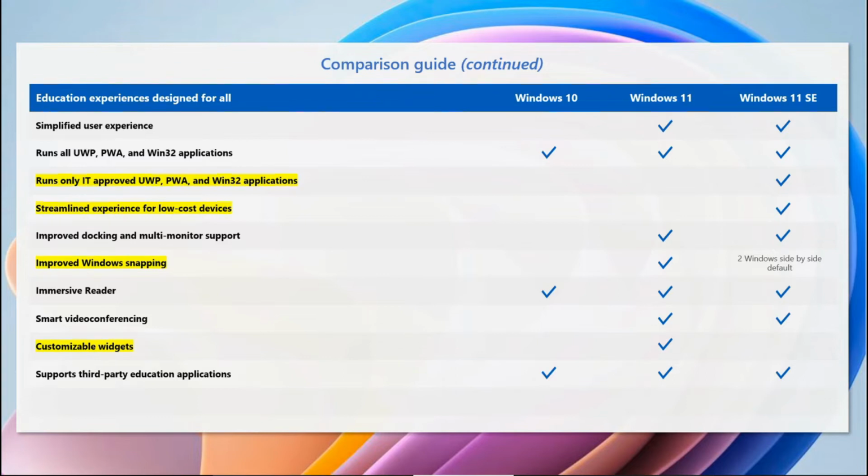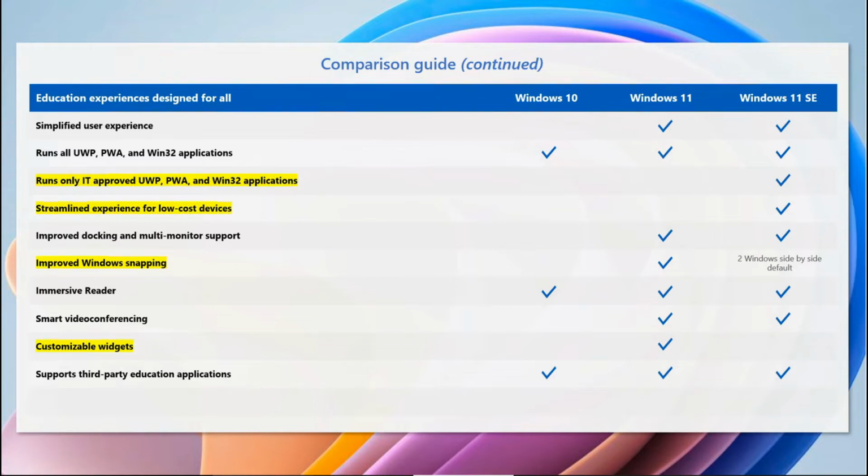Improved Windows snapping. We've improved the snapping experience with Windows 11 to snap multiple applications. We made it just, I think, more discoverable for end users. But in 11 SE, like I mentioned earlier, we're only snapping 2 windows side by side. You won't be able to do more than that because, again, these devices are low-end laptops that have fixed screen sizes. So you're not going to snap like 4 different windows together.